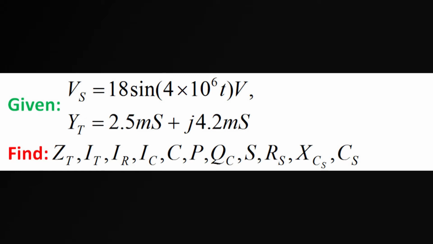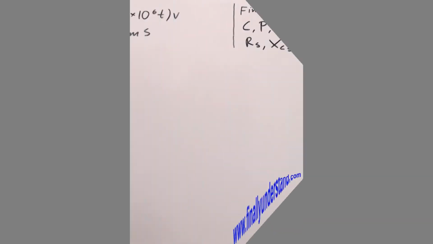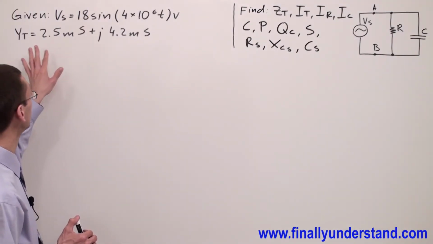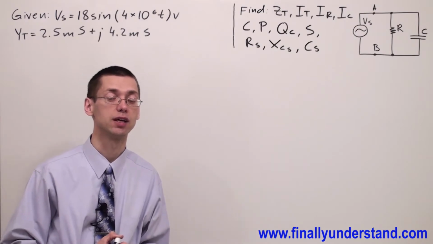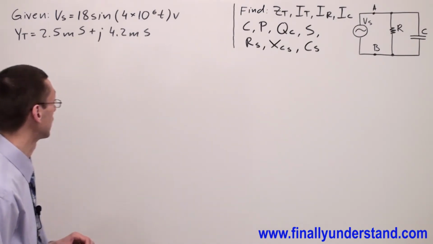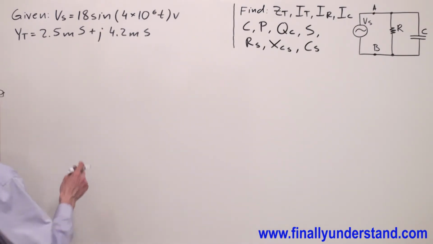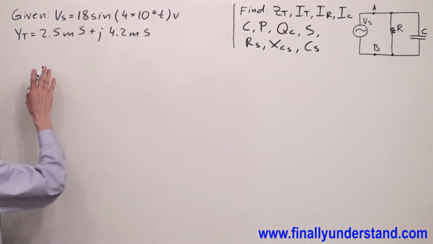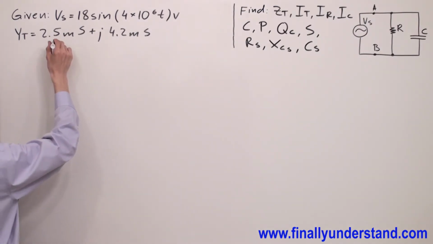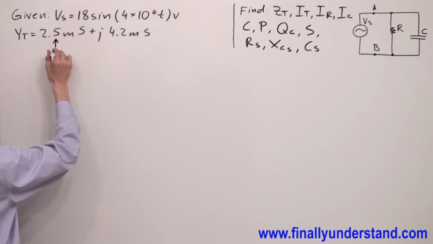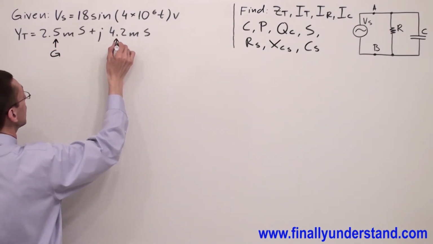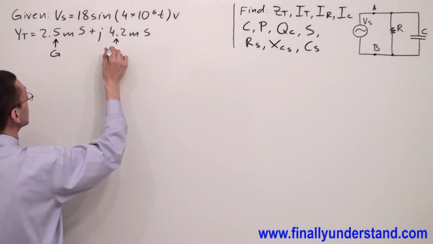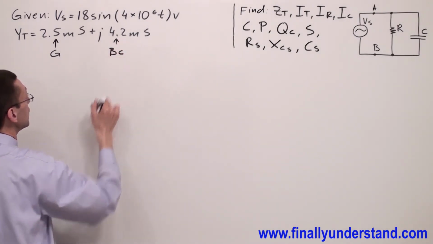We have another example on the board. This problem is a little bit different. Why? Because we have given voltage and admittance, total admittance expressed in the rectangular form. So what you're supposed to understand from this notation is that this is nothing else, just your conductance, G, and this is your capacitive susceptance, BC.